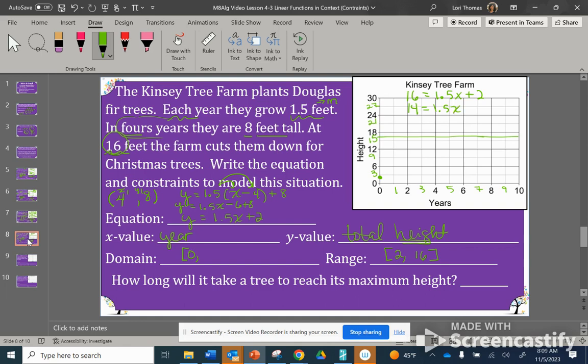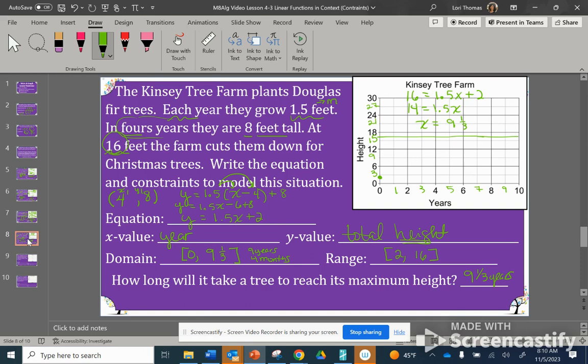And then when we divide by 1.5, we get 9 and 1/3. So 9 and 1/3, and that's okay that it's a rational number, is the greatest amount of years that the trees will grow. And 1/3 of a year is 4 months. So we could say 9 years and 4 months is our maximum amount of time that the trees will grow. So how long will it take the tree to reach its maximum height? We just said 9 and 1/3 years.